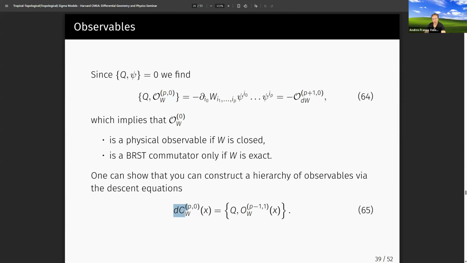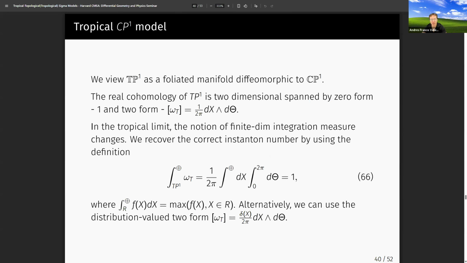very directly take the exterior derivative of this observable, and what you're going to find is that it's always going to be the Q supercommutator of some new observable, which now has ghost degree P minus 1, but the de Rham degree increases by 1. These things are living on the worldsheet sigma. What that means is that since sigma is 2 real dimensional, these descent equations are going to terminate once you go past de Rham degree 2. And so that's going to list out completely all the observables that we care about.